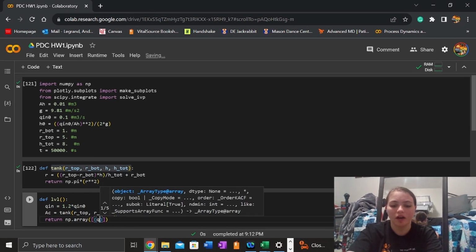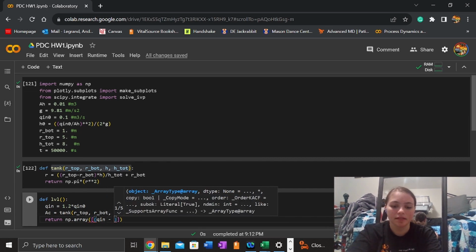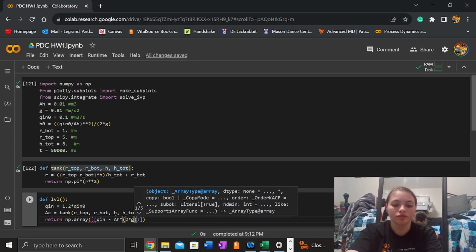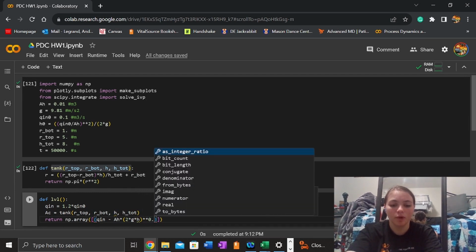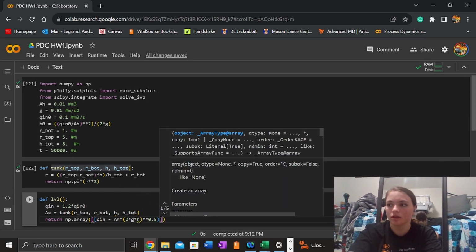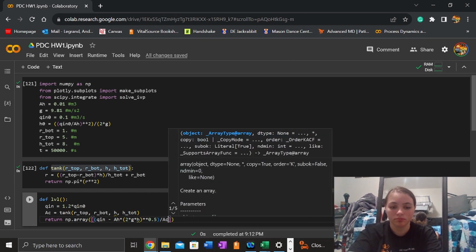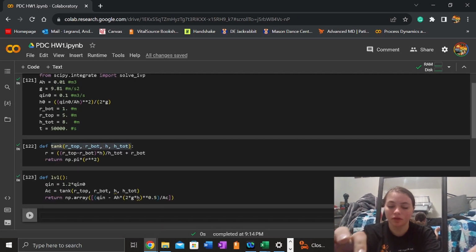And then we have q in minus ah times, we have our 2gh to the power of 0.5 because it's under a radical, and then divide it all by AC. Whoop. And then shift enter. Cool, cool.